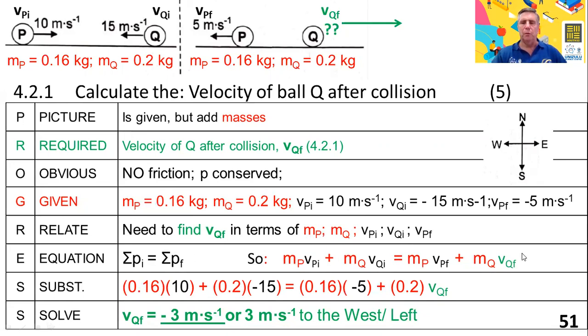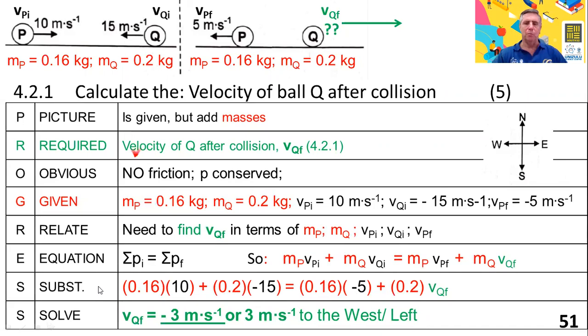We put it in its full form there. And on the right, we've got VQ final, which is what you're going to be looking for. Fill in all the numbers, carefully multiply out and solve. Just remember that velocities to the right or east are positive, so like 10. Velocities to the left, like minus 15 and minus 5, must be negative. When you solve this for VQ final, you get minus 3 meters per second, or 3 meters per second in a westerly direction or to the left.